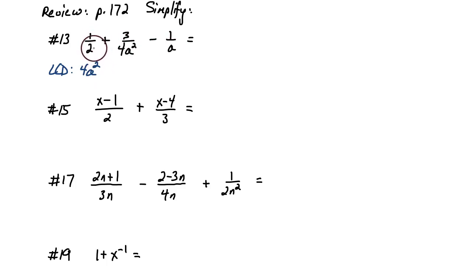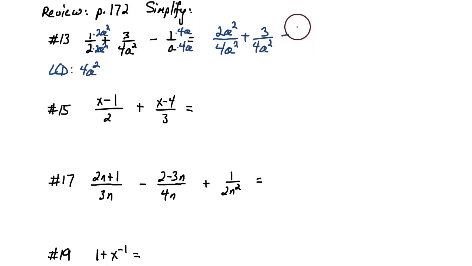We can turn this into 4a squared by multiplying by 2a squared, and in the top. This is already 4a squared, so we don't need to multiply it by anything. We can turn this into 4a squared by multiplying by 4a, and in the top. All right, let's rewrite all these fractions. 1 times 2a squared is 2a squared, all over our denominator of 4a squared. Now a plus sign. We have 3 over 4a squared. Now a minus sign. 1 times 4a is 4a over the 4a squared.